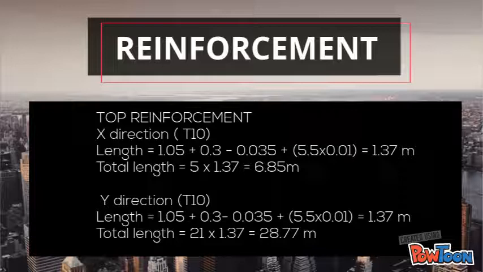For the length, we take 1.05 plus width of beam minus C-nom, which is concrete cover, plus the band. The width of beam we take 0.3 meter, the C nominal is 0.35 meter, and the band we need to take the 5.5 times by the diameter of the reinforcement. The total length of X direction that we get is 6.85 meter, which we get from the numbers of reinforcement times by the length of reinforcement.